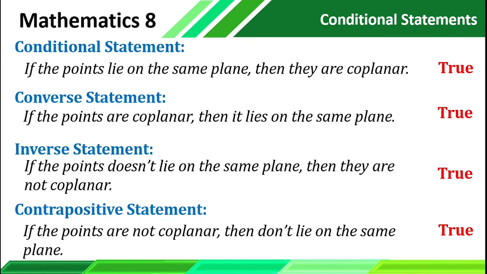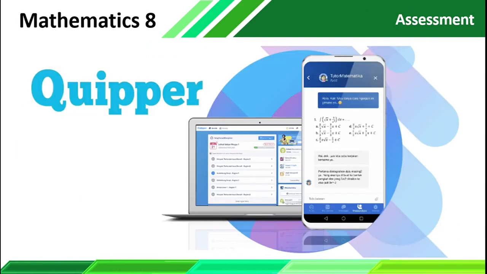For the second sentence, our converse will be, if the points are coplanar, then it lies on the same plane. The truth value is true. Inverse, if the points doesn't lie on the same plane, then they are not coplanar. Truth value is true. Contrapositive statement, if the points are not coplanar, then they don't lie on the same plane. The truth value is true.